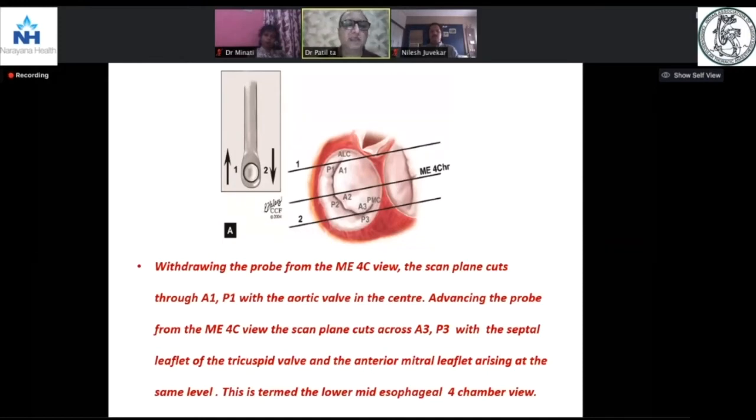What I mean to say is, in one single view of the 4-chamber mid-esophageal view, we can analyze all the segments of the mitral apparatus. That is what I mean to say.